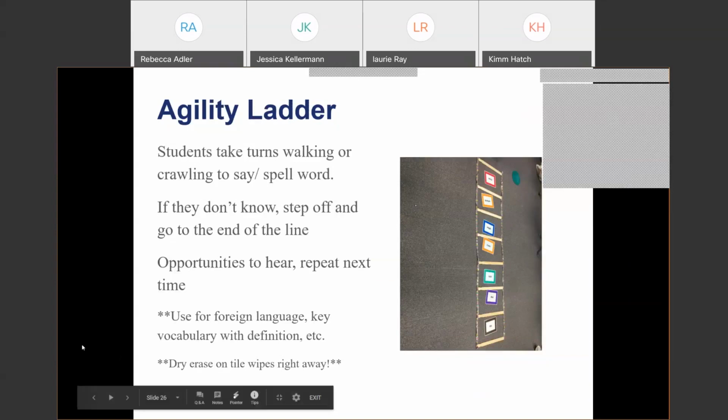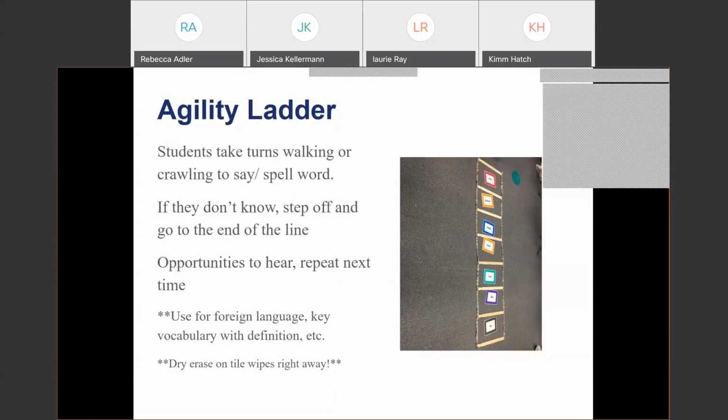So this is our agility ladder. If you look closely, those are actually paint sticks. So if you call Home Depot or Lowe's, make their hearts bleed, tell them how you're a teacher, and they're more than willing to give you those paint sticks. And on the edges, we've sewn them together with some tape. And so when you unravel it, it becomes an agility ladder.